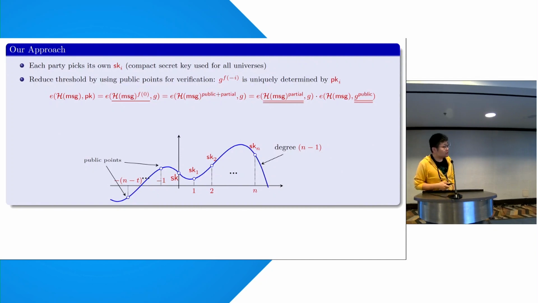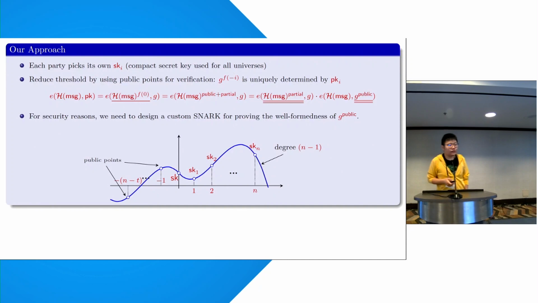Unfortunately, this scheme on its own is actually completely insecure. So we designed a custom SNARK to verify that this aggregation of the public points in the exponent of G is well formed, to avoid a forgery attack. And this step is the reason why we need a per-universe setup to set up a verification key for the SNARK part.